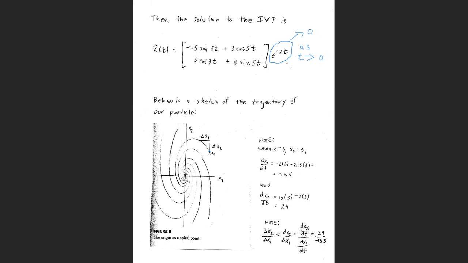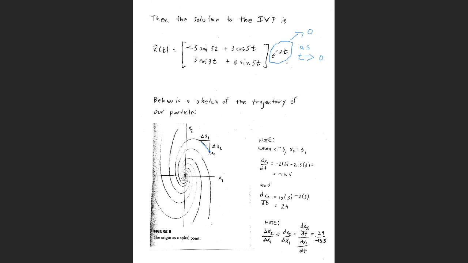But look, it's spiraling inward, and it's going what way? Is it spiraling inward counterclockwise or clockwise? We are going counterclockwise. But the question is, how do we know that the particle's spiraling counterclockwise into the origin? Well, it's actually not hard to see this.